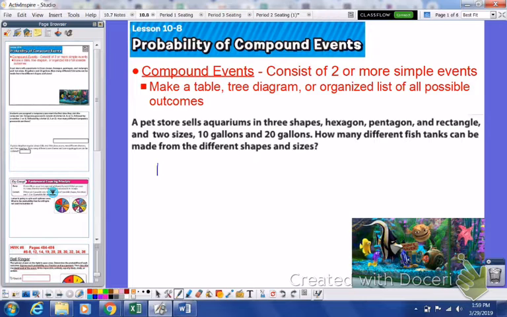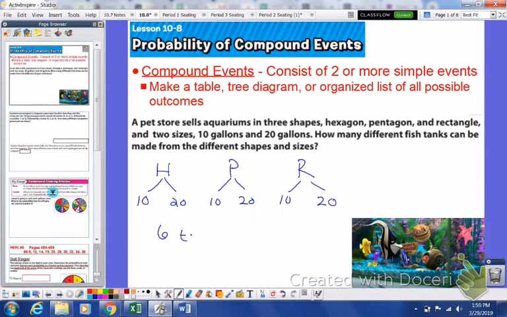So we have our hexagon option, we have our pentagon option, and we have our rectangular option. So if you choose the hexagon, you could either choose the 10 gallon or the 20 gallon. Same thing for your pentagon, you could have 10 gallon or 20 gallon. And lastly, rectangle, you could choose a 10 gallon or a 20 gallon. So total, we see we have 1, 2, 3, 4, 5, 6 options. So there are 6 different tanks that you could choose from. Okay, so that one wasn't too bad. We had 3 options to start with, and then off of that option, we only had 2 to choose from.